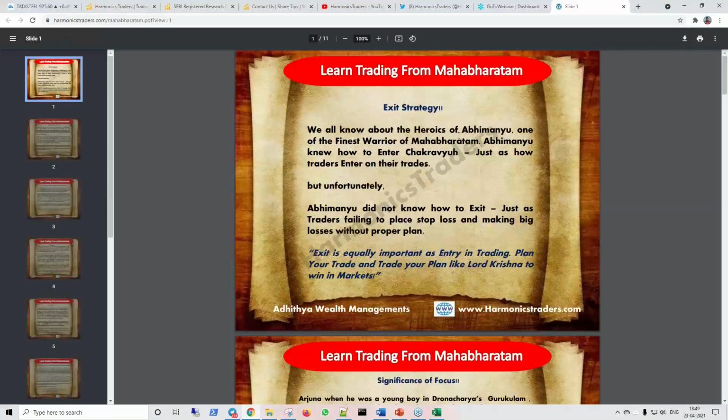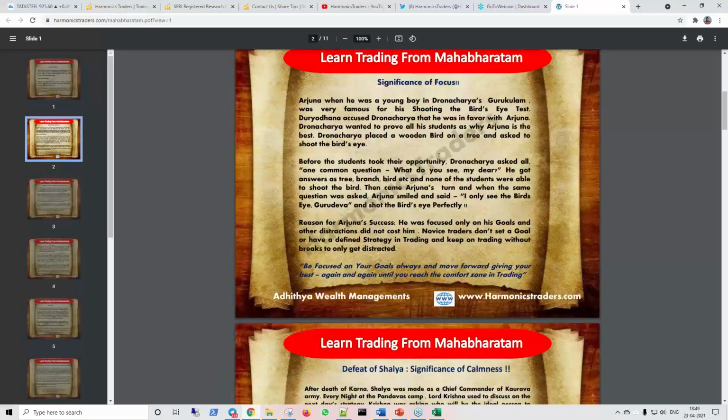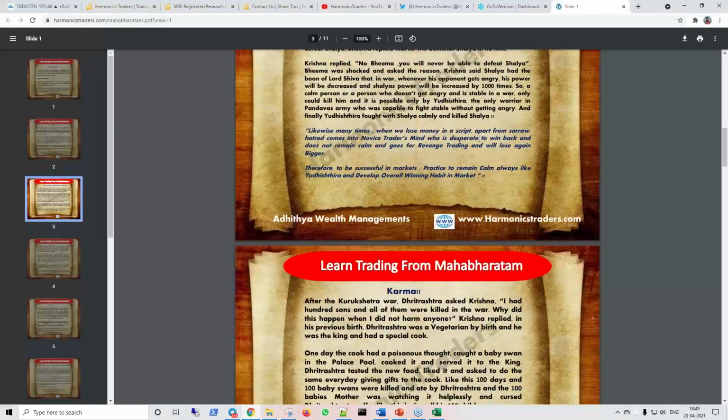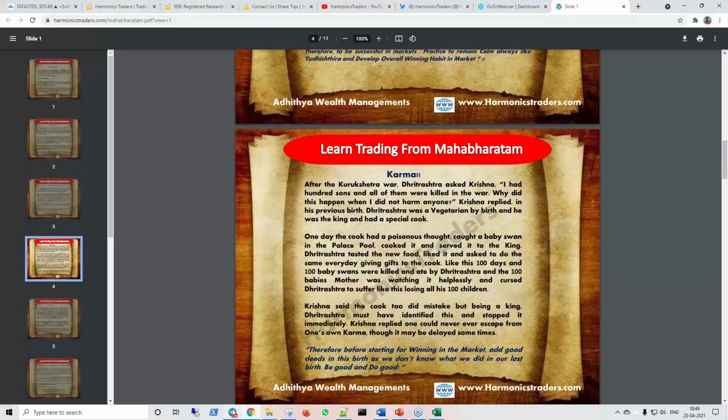So to start with, Abhimanyu and exit strategy. Most traders don't have the exit knowledge, just like Abhimanyu. Besides being a great warrior, he was not able to come out because he didn't have an exit. Same with traders. Likewise, how Mahabharatam helps in trading, you can just go through this particular link.